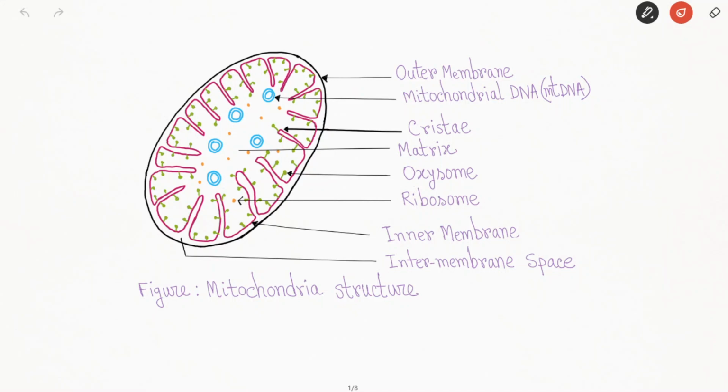Today we will learn about one important cell organelle called mitochondria. So you might already know that mitochondria is called the powerhouse of the cell. So you can guess that within the mitochondria the energy is produced within the cell.